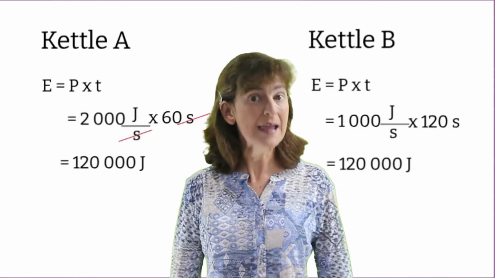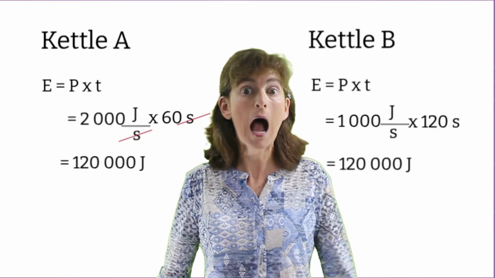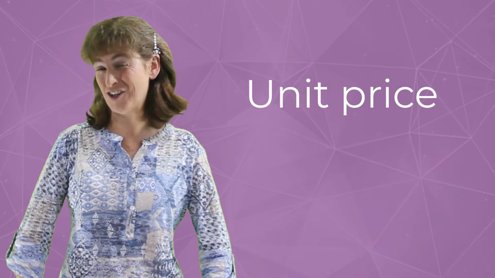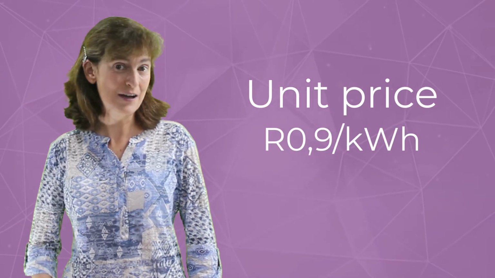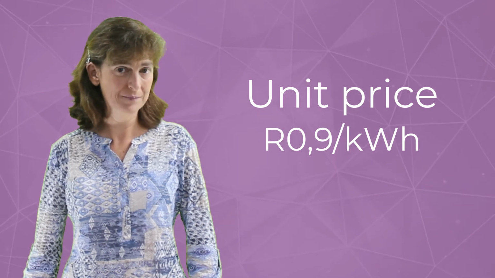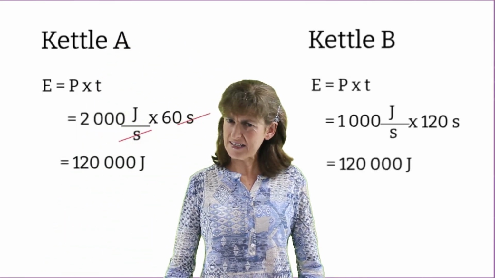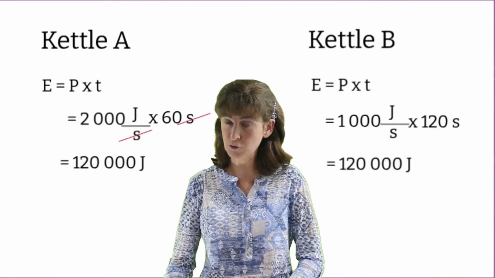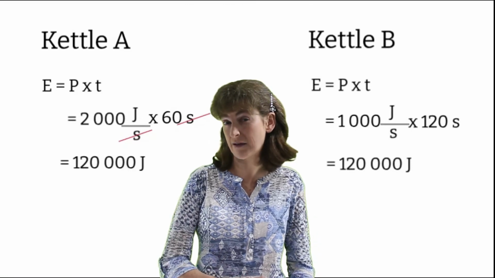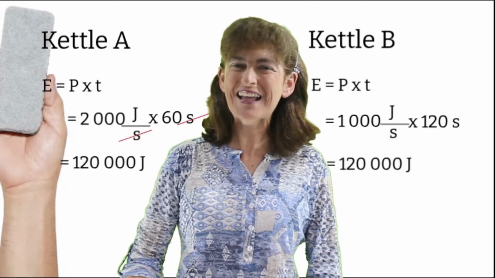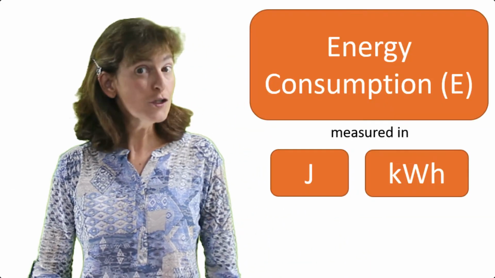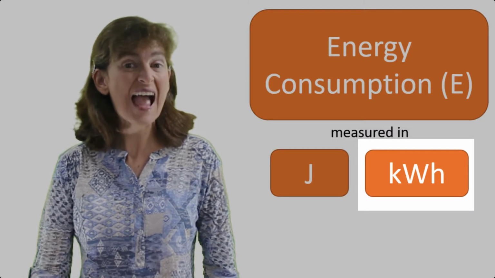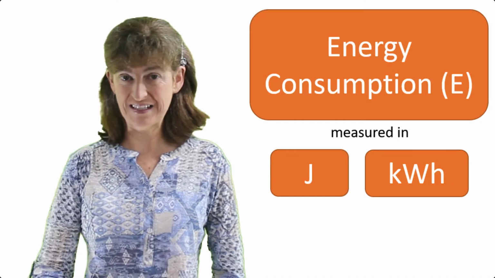So, you will pay the same amount in both cases, but how much will you have to pay? Let's say you live in South Africa and the cost of electricity is 0.9 rand per kilowatt hour. How do we use that information to help us work out how much we have to pay for these 120,000 joules of energy that we use to boil our kettle? To make it easier, let's do the calculation of the energy consumption of the kettles again. But this time, let's use the units kilowatts and hours rather than joules and seconds.